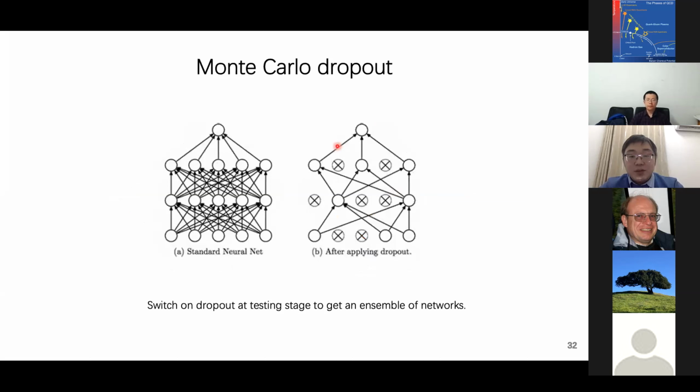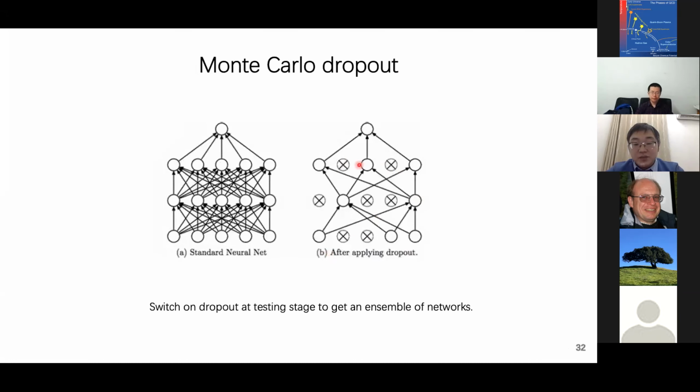Another cheaper way is called Monte Carlo dropout. One can switch on dropout at the testing stage by randomly discarding some neurons and the links connected to these neurons. Using this Monte Carlo dropout, one gets different outputs for the same input. So the standard deviation can also be used as the uncertainty of this neural network model.